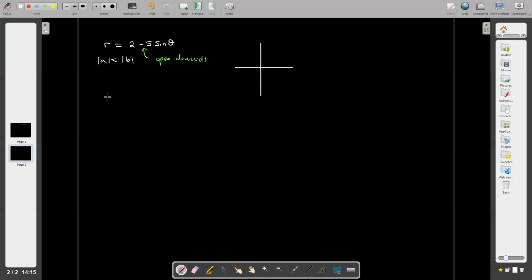So if I think about a little table, R and theta, I'm just going to have a couple of values very quickly. The values that we're going to think about are just 0, pi on 2, pi, 3 pi on 2. Okay, so when theta is 0, sine of 0 is 0, and so this just gives me 2.